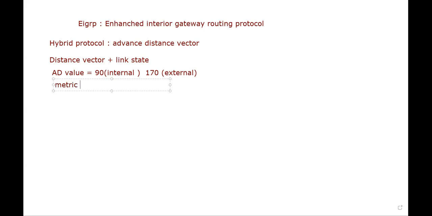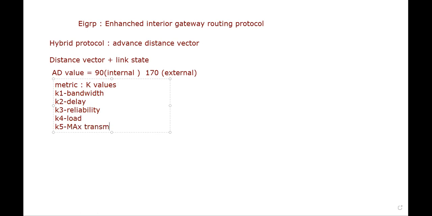Now, the metric of EIGRP is K values. The EIGRP metric is based on K1, K2, K3, K4, K5. We have to check these: bandwidth, delay, reliability, load, and maximum transmission unit. Maximum transmission unit, you can call it MTU. MTU is how much data you are sending at one time from source to destination.